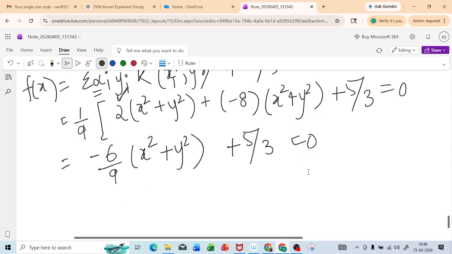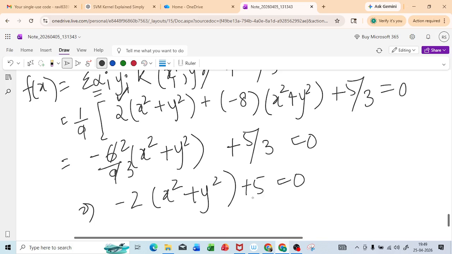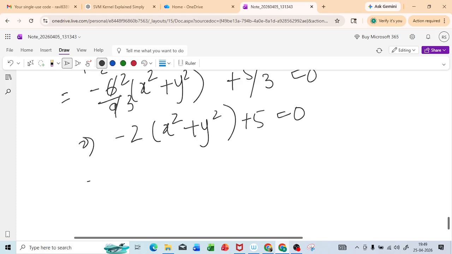So this becomes minus 2 by 3, you can cancel by 3. So eventually what we are left with is minus 2 of x square plus y square plus 5 equal to 0, or x square plus y square is equal to 5 by 2.